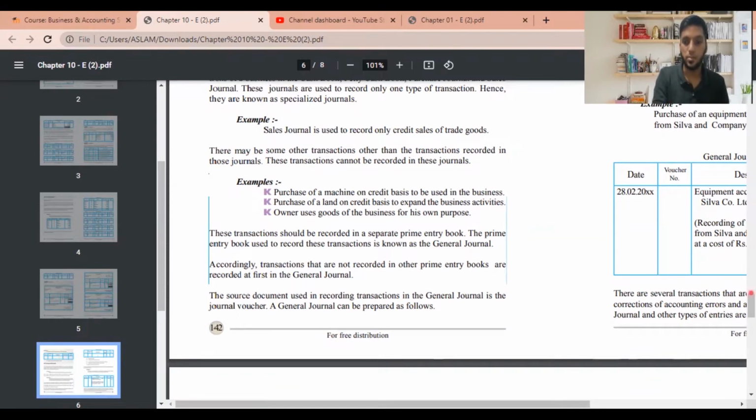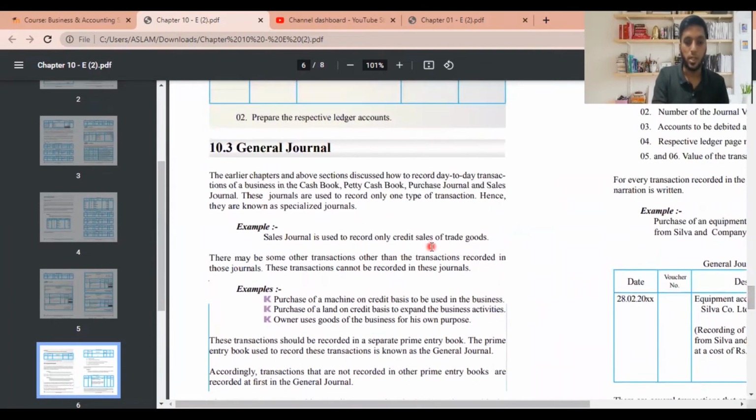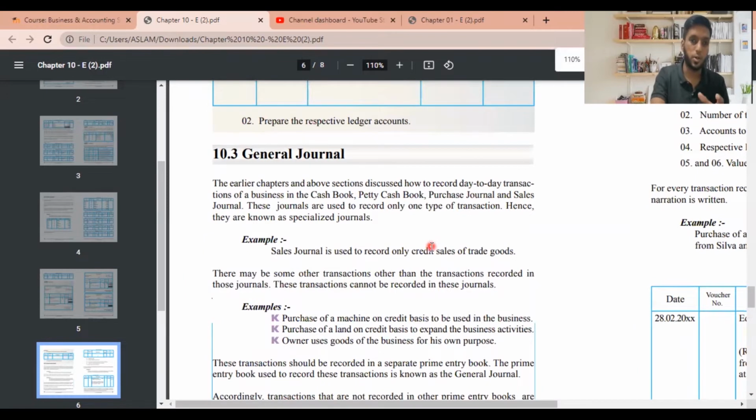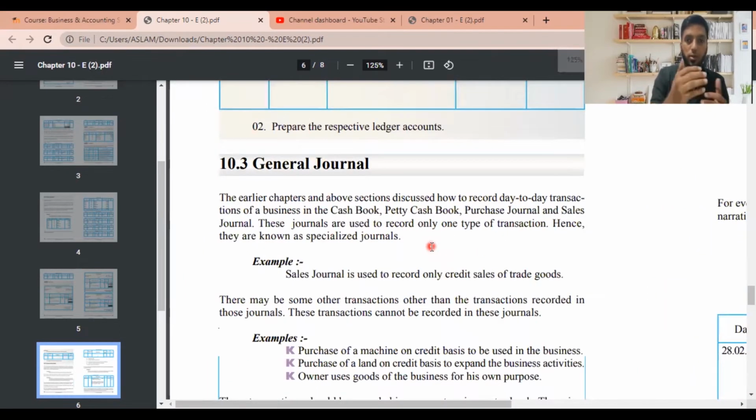You can see here on page number 142 they are given general. I'm not going to go deep into these areas, I'm just going to touch the areas which are very important. The earlier chapters discuss how to record day-to-day transactions of a business in the cash book, petty cash book, purchase journal, and sales journal. These journals are used to record only one type of transaction, hence they are known as specialized journals. Sales journal is used to record only credit sales of trade goods.